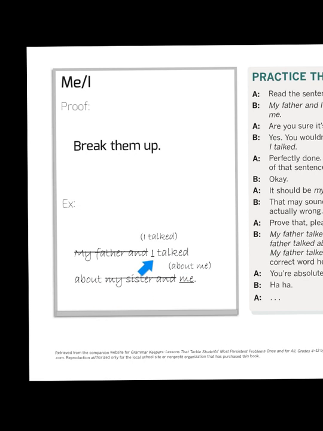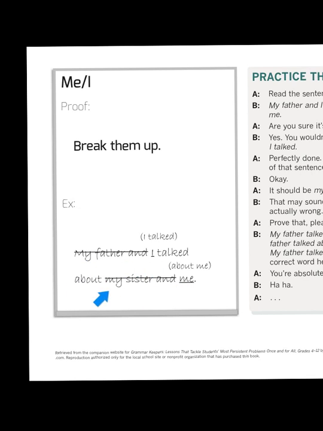If we were to change that I to me and to say my father and me, and then we took out the other person, my father and, it wouldn't make sense. Me talked about my sister? No, it wouldn't make sense. So let's read the rest of the sentence. I talked about my sister and me.